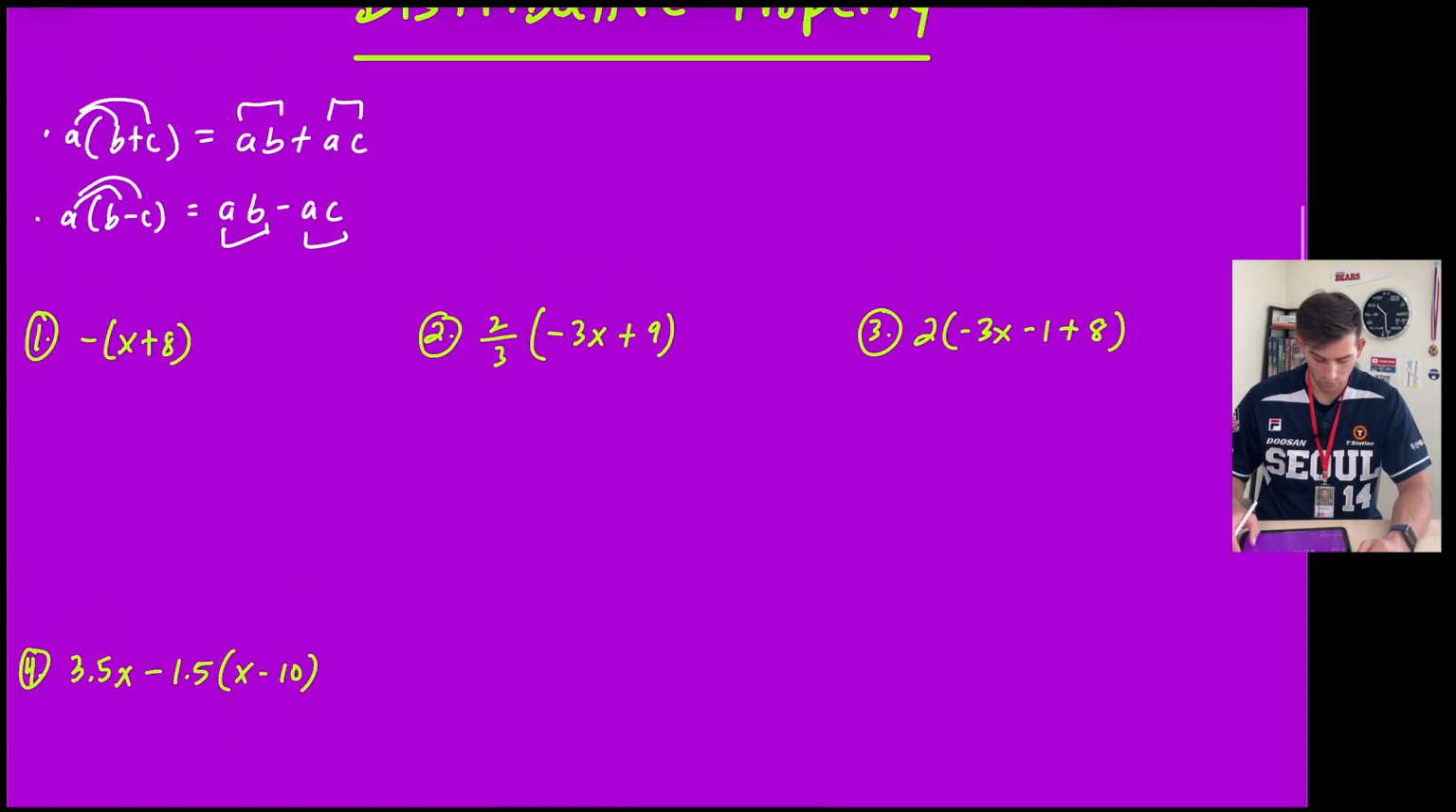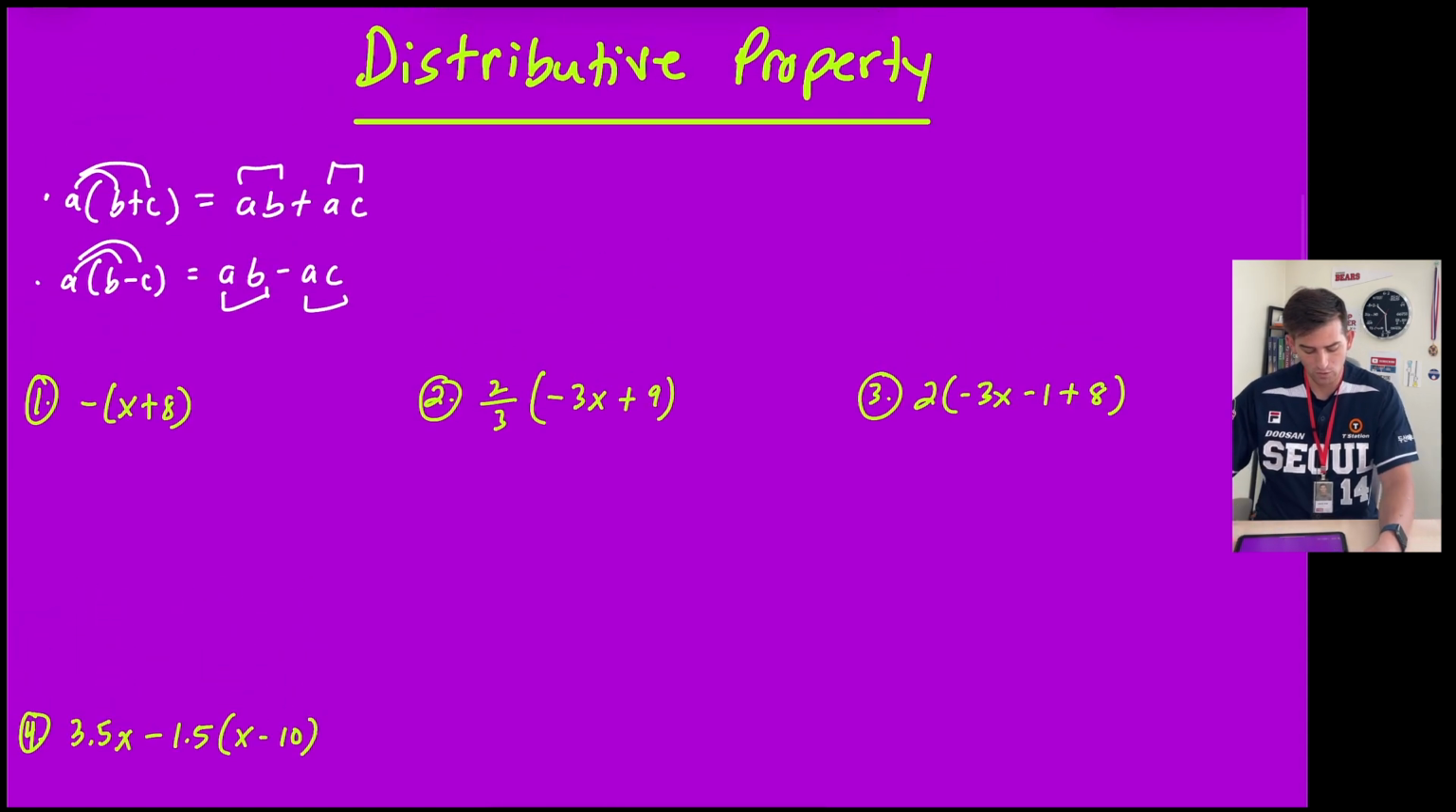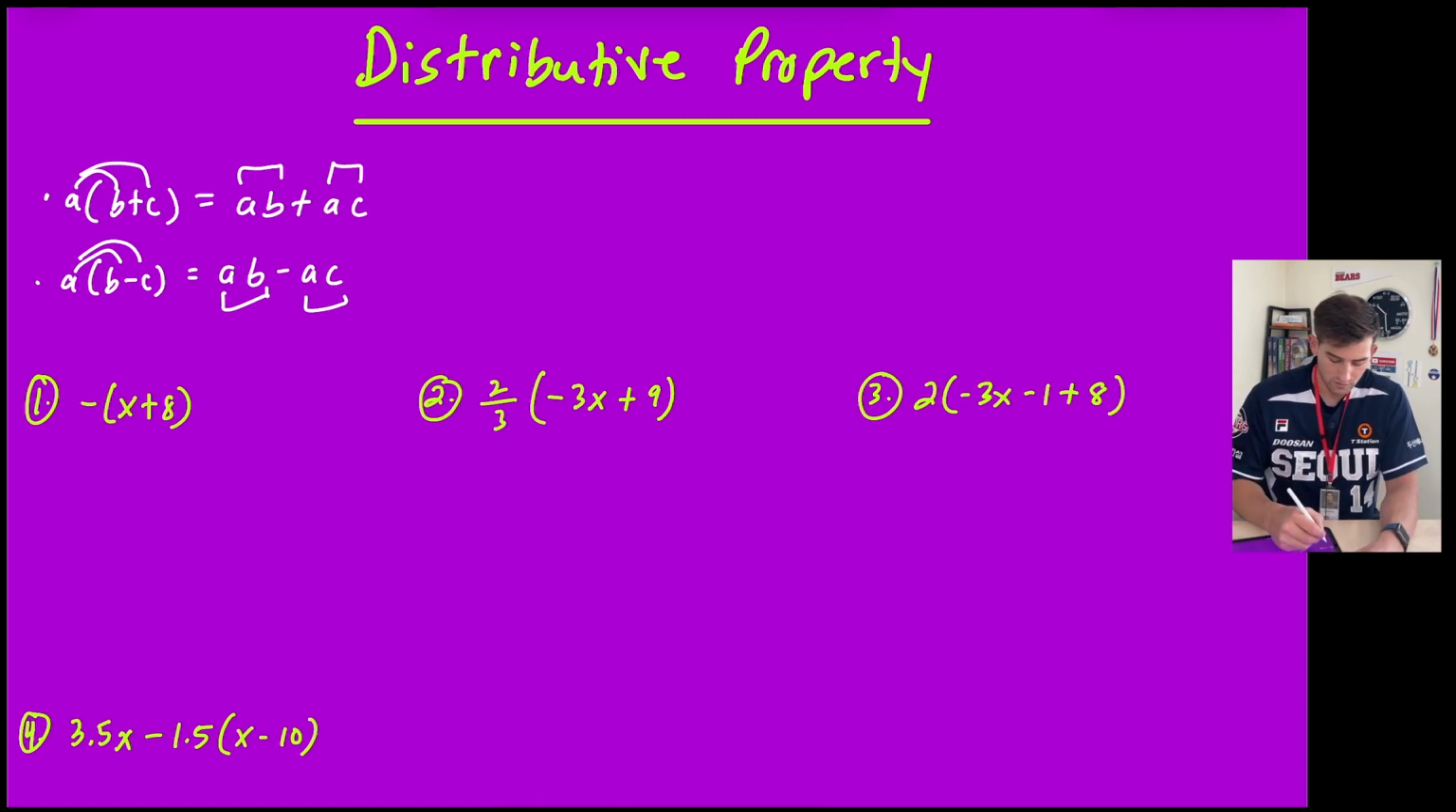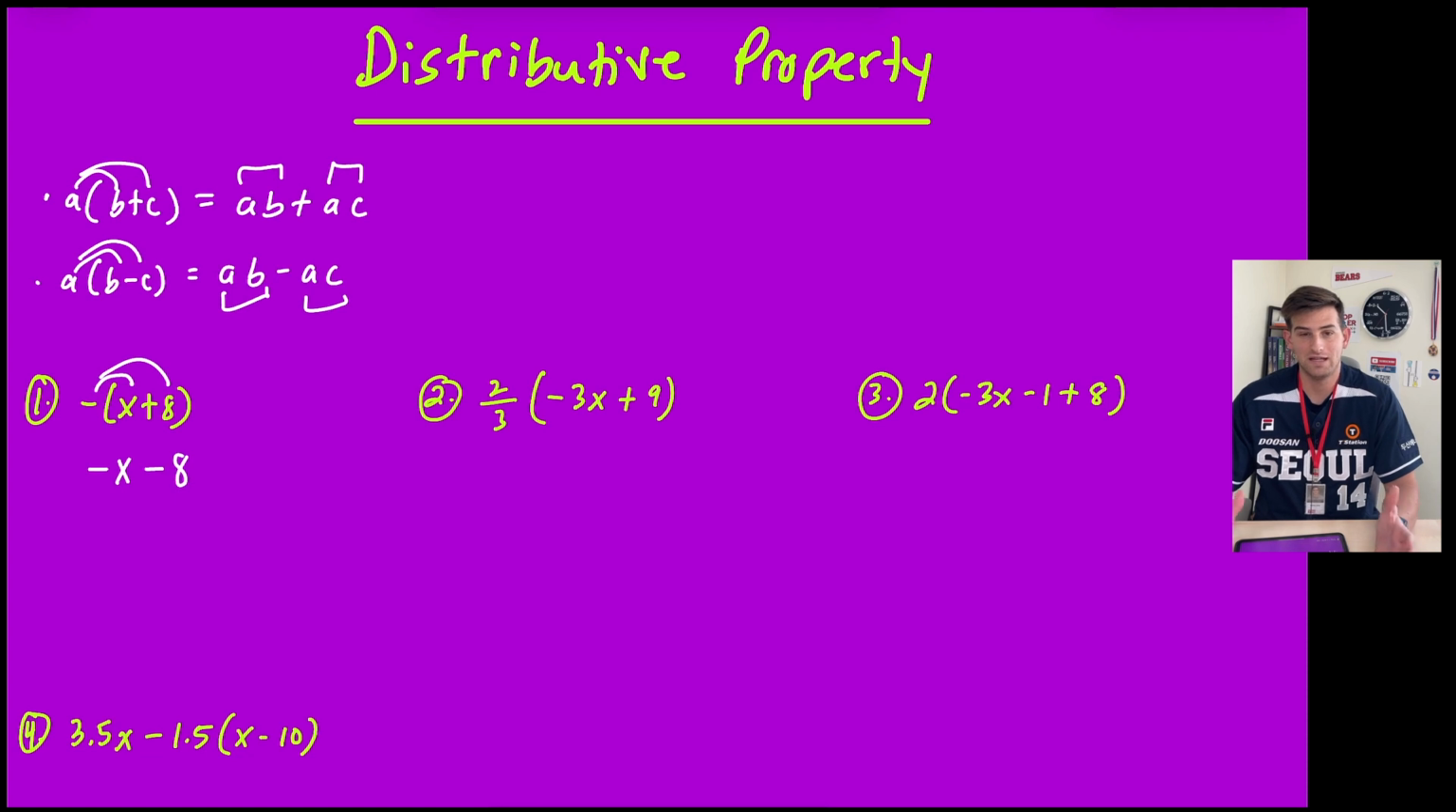All right, so let's look at number 1. Number 1 looks a little bit weird because we don't have a number outside the parentheses. Well, at least it doesn't look like we do, but actually we do. It's a -1, okay? So once again, we're going to distribute. So I'm going to distribute this negative to the x, so -1 times x would be -x, and then -1 times 8 would be -8. So we could say our answer now would be -x minus 8.